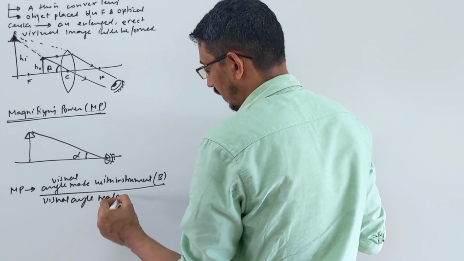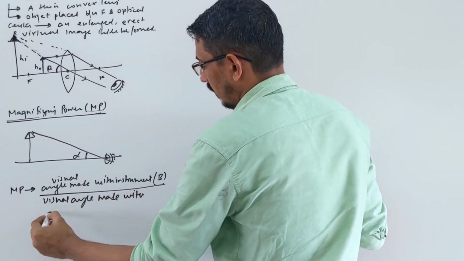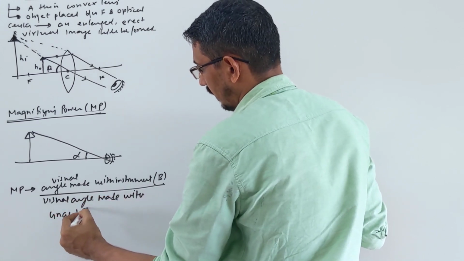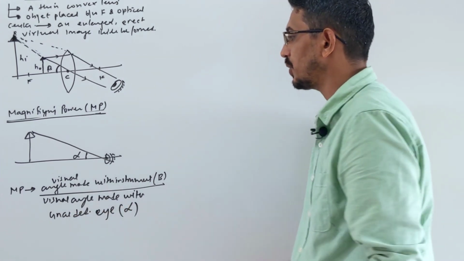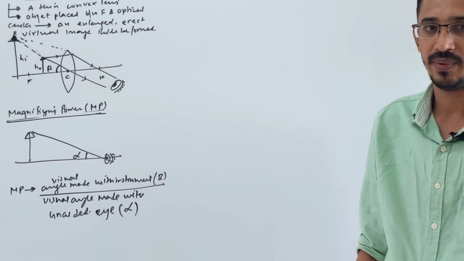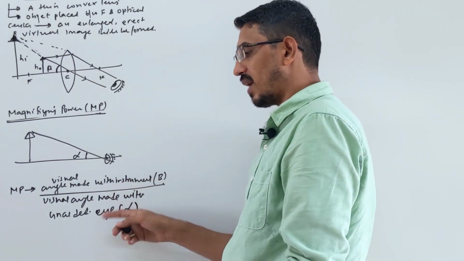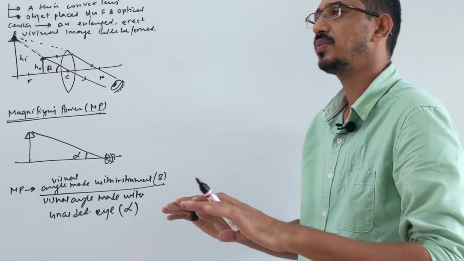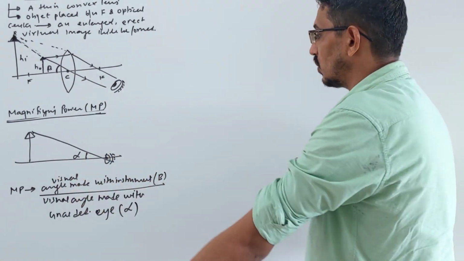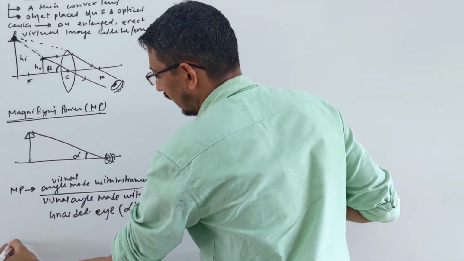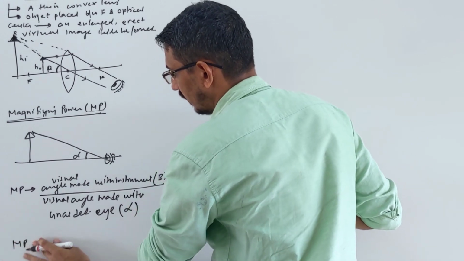Visual angle made with the unaided eye, a normal eye without any help of an instrument. This ratio is called what? Magnifying power. Generally it is like tan theta. Because the angle is very small here, we know tan theta, sin theta are all equal to theta itself. So suppose you want to write MP.